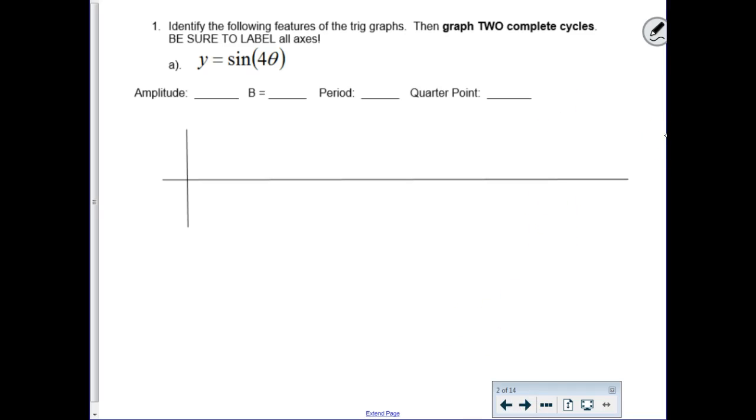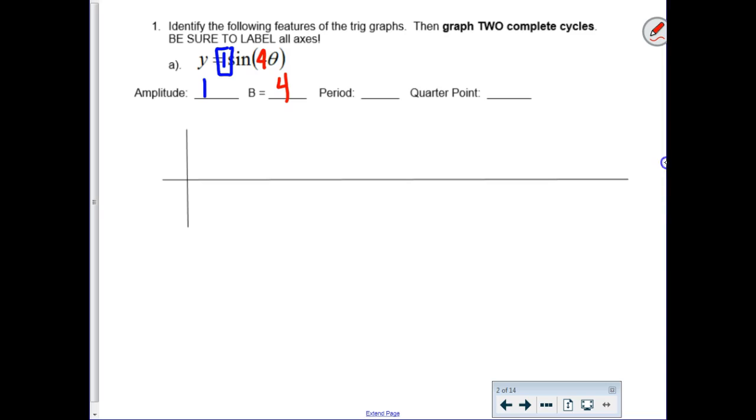So this guy, they want me to identify a bunch of things first. This is going to help me, as your teacher, grade your progress. So if you can tell me what the size of the amplitude is, then we're in good business. It is the absolute value of this number here. So there's like an invisible 1 right here. 1. The b is the number that I'm going to pull from the formula here. It's sitting in front of the theta, and it's a 4.